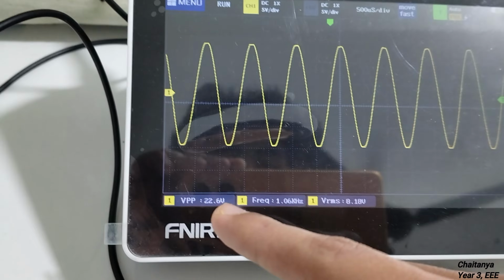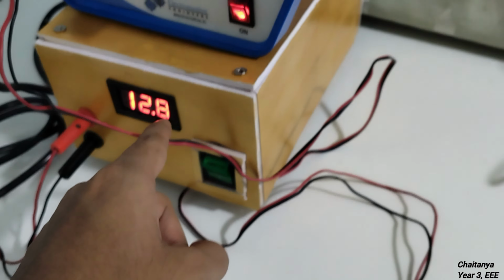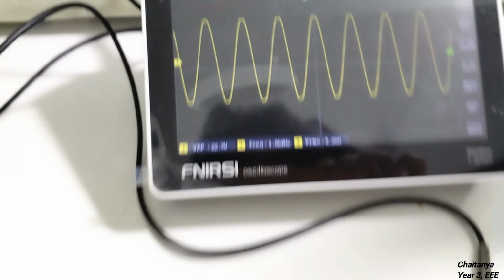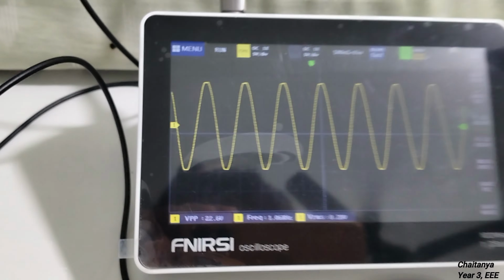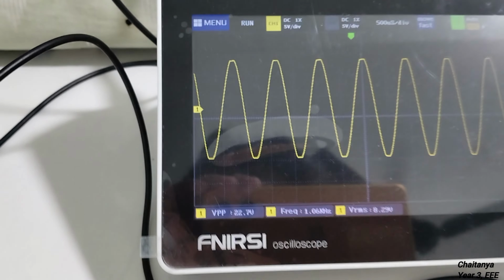And 22 volts peak to peak, and that makes sense because we have a 12 volt and 12 volt supply. So ideally 24 volts, but there are going to be drops and such. So 22 volts is good enough. So this is the Wien bridge, which is working perfectly.